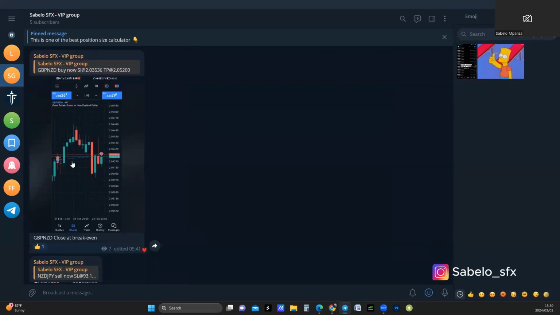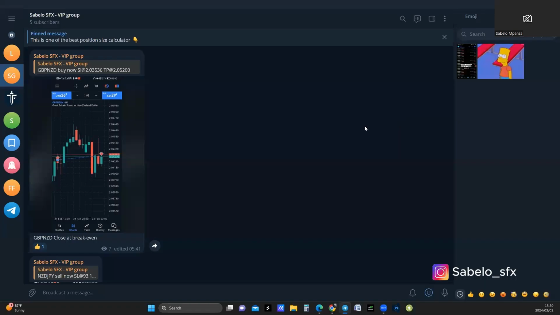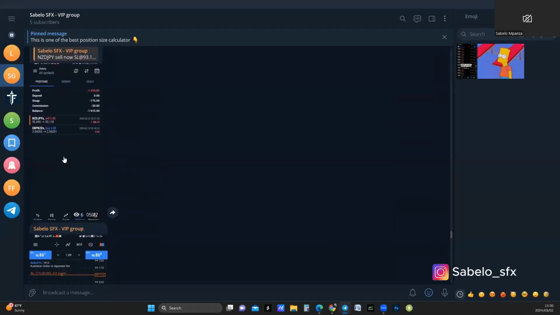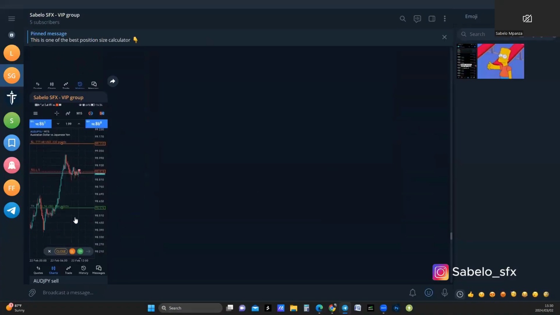Another trade, GBP NZD for a sell. I closed at break even here. As you can see, I've entered here and then I also closed here. So that was a break even trade. And update on NZD JPY. As you can see, we've taken a full loss. Okay, a full loss on NZD JPY.